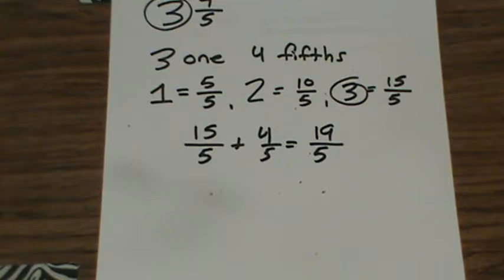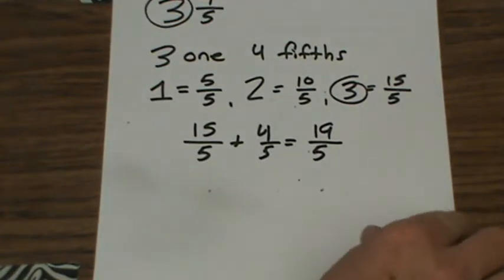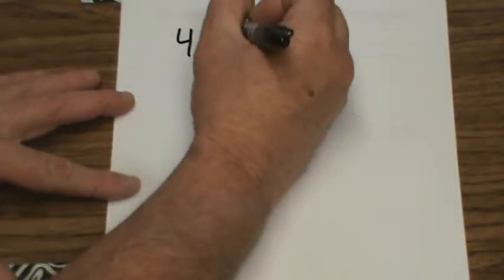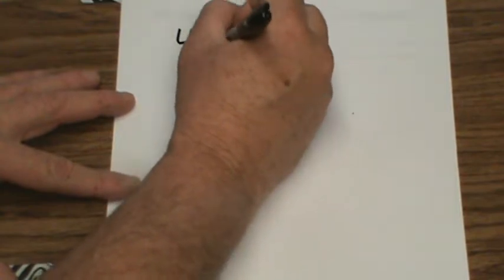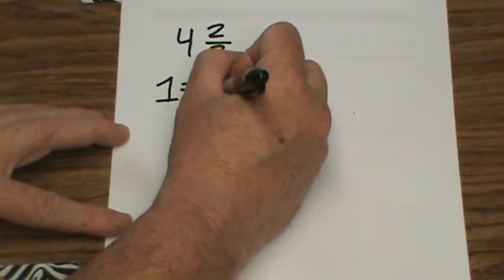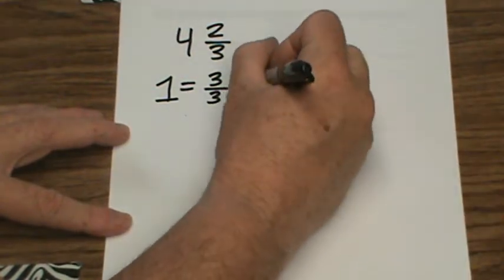Really cool way to do it, I think. The object here is to try to get you to do this in your head. Let's do another one with 4 and 2 thirds. So you have 4 and 2 thirds. What improper fraction will this mixed number be? Think about it. 1 equals 3 thirds, right? What would 2 equal?